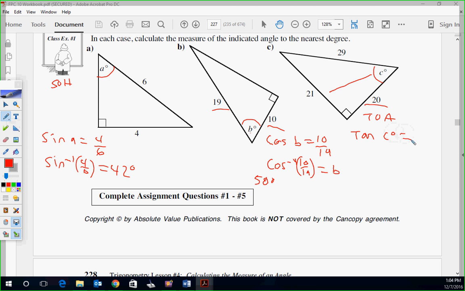Okay. Tan C is 21 over 20 for tangent. And so we are going to inverse tan. And what do we get? 46, okay. Just for the sake of practice, let's go ahead and verify that sine and cosine are the same, okay? Sure. What's that? Did we not get 46? Oh, okay. Well, let's make sure.